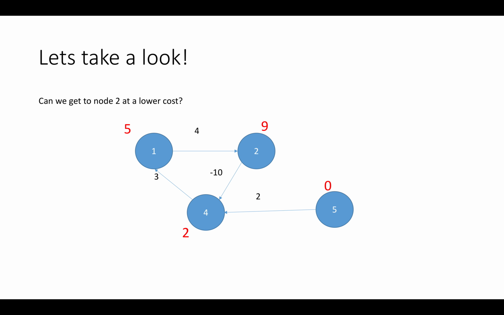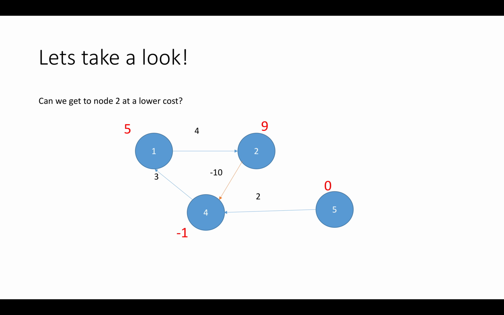Or we actually can, right? So if we take this negative 10 edge right here, we get an actual cost of -1 to go from node 5 to node 4 if we take this cycle, right? So that makes it cheaper.